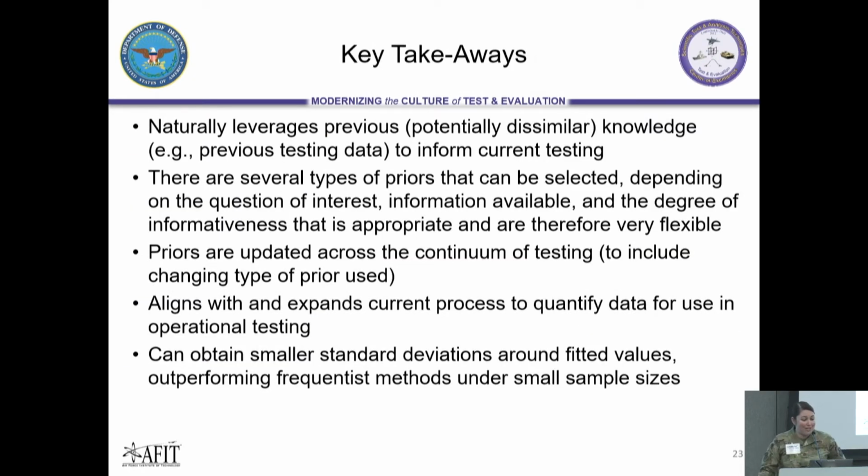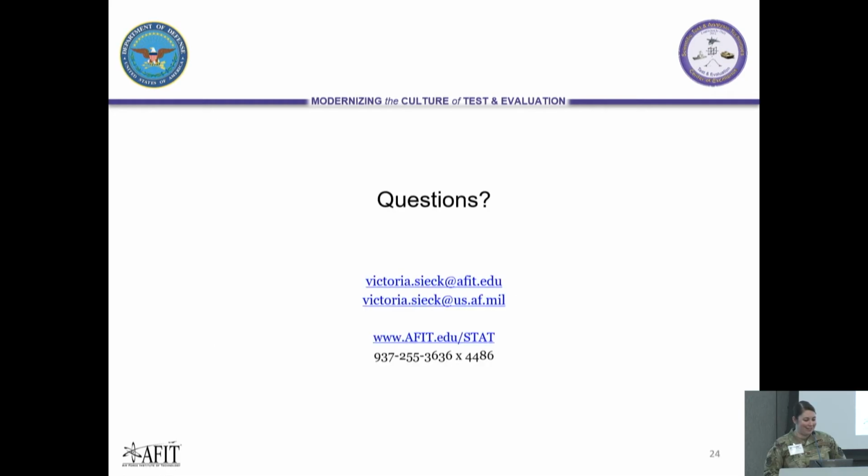So with that, we've talked about naturally leveraging the previous information, even if that information is potentially dissimilar. And there are several types of priors that can be selected depending on what you're trying to accomplish with your testing. And they can be used across the continuum of testing. They're very flexible and they can change depending on what you're trying to accomplish. With that, are there any questions?